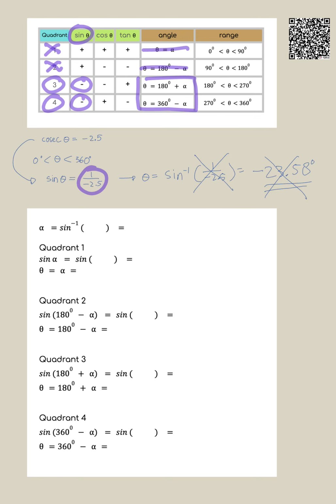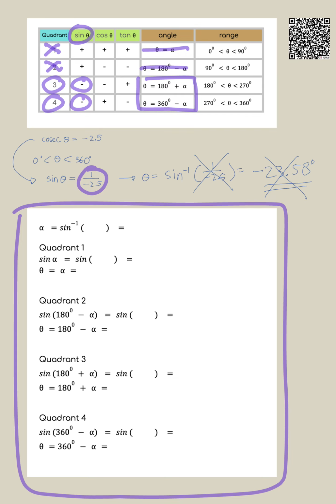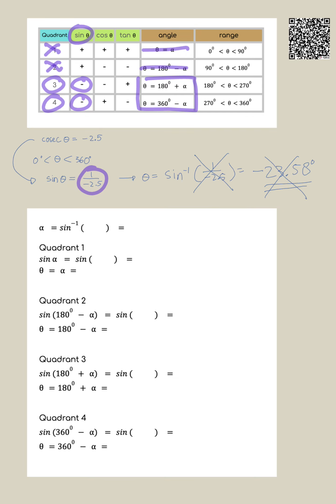Then I already made this pattern for my students to use so that they can easily solve the question. Very simple. Quadrant 1 and quadrant 2, we are not supposed to use, so we cross them out first. Take out quadrant 1 and quadrant 2. We will be only using quadrant 3 and quadrant 4 because the value of sine theta is a negative number. Okay, so let's do this.